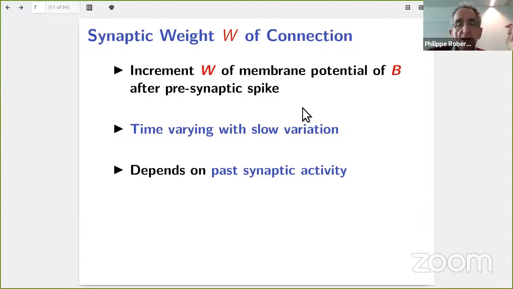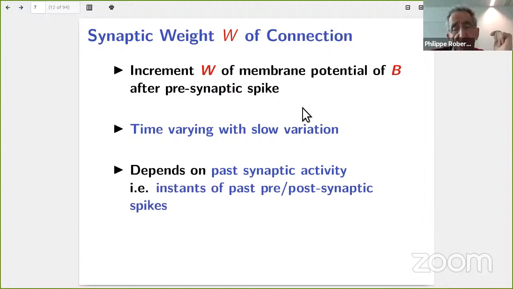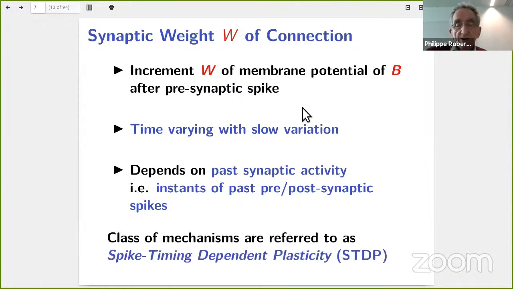Okay. And what we mean by past synaptic activity is simply all the instants of previous pre and postsynaptic spikes. Okay, so in the literature, this is usually referred to as STDP, which means spike timing dependent plasticity. And it's an empirical model which in fact says that my synaptic weight depends on the instants of the pre and postsynaptic spikes in the past. Okay, and so this is what we will try to do carefully, how to describe that.